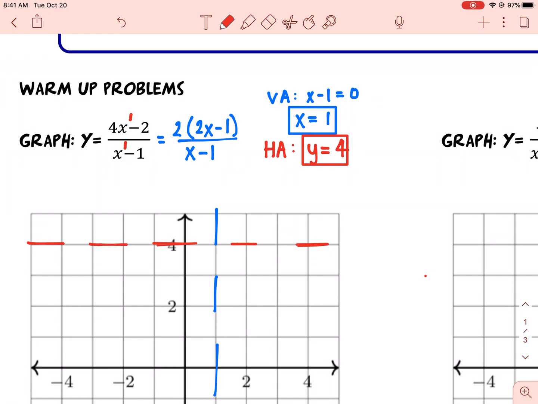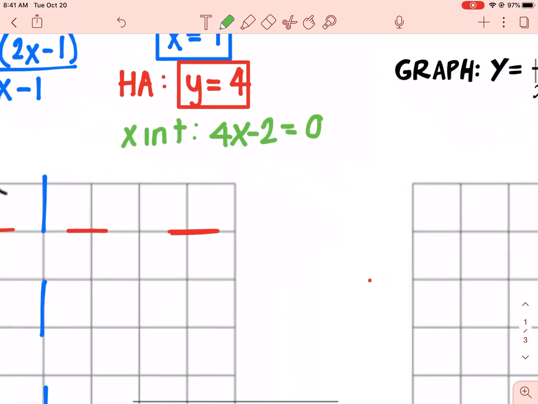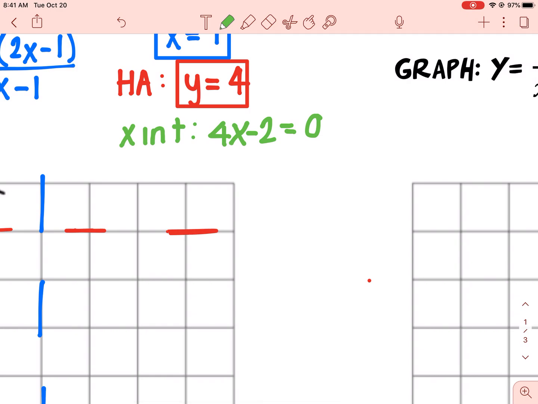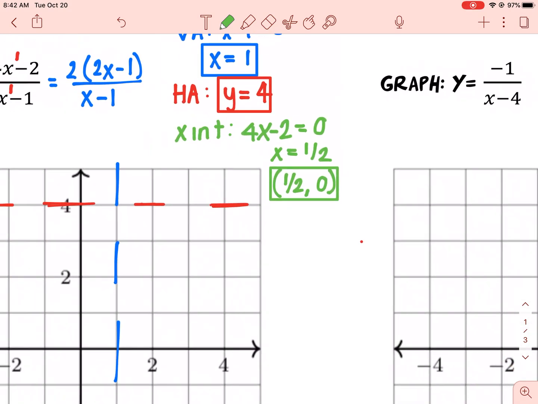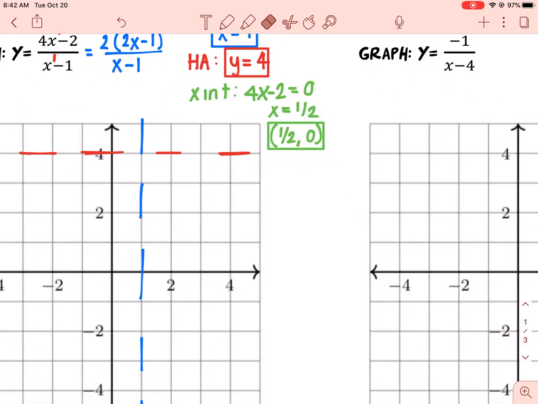I go to step 5, where is the numerator equal to 0? This is my x-intercept. So the x-intercept is just when is the numerator equal to 0? So 4x minus 2, when does that equal 0? When you solve that, you'll get plus 2 divided by 4, so x would equal 1/2. Remember, this is a coordinate point, so 1/2 comma 0 is our point. So that's right here.